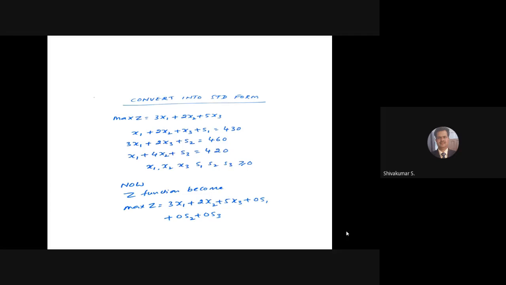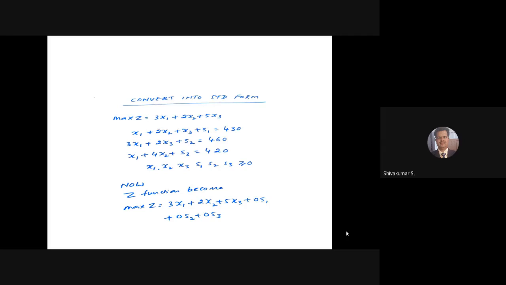So to convert a less than or equal to sign into an equal sign, you introduce one variable called the slack variable, that is S1. So now the problem becomes maximum z equals 3x1 plus 2x2 plus 5x3, let it be as it is. Now the constraints have become equations: x1 plus 2x2 plus x3 plus s1, this is the slack variable you have introduced to convert the less than or equal to sign into an equal sign, equals 430.